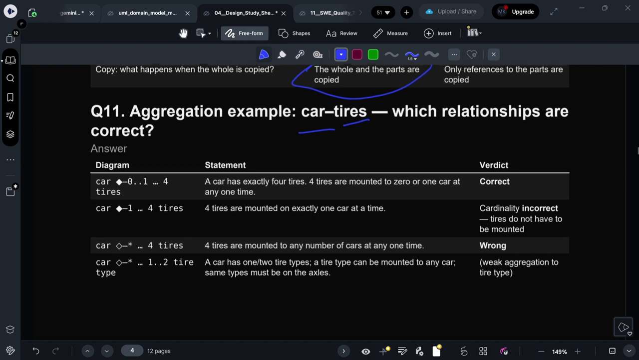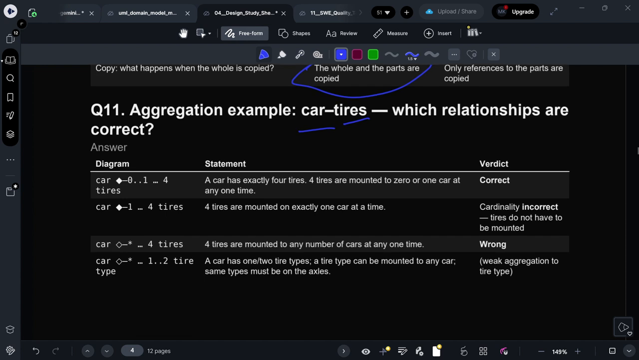Which relationships are correct? So if we have car and we give this notation, 0 to 1 and 4 in tires, a car has exactly 4 tires. 4 tires are mounted to 0 or 1 car at one time. So minimum 0 cars or 1 car. This is correct. Then we have a second strong aggregation saying 1 to 4 tires. 4 tires are mounted on exactly 1 car at a time.